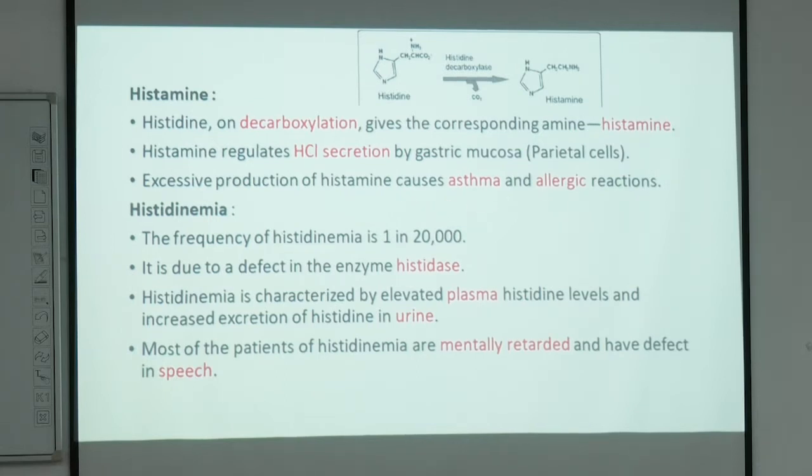Now we come to histidinemia. This is increased level of histidine in blood. The first enzyme, histidase, is defective. When the blood level of histidine is increased, it is also increased in urine. The most common symptoms are mental retardation and defect in speech.